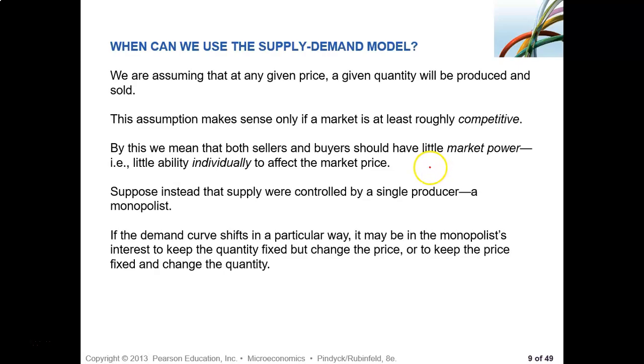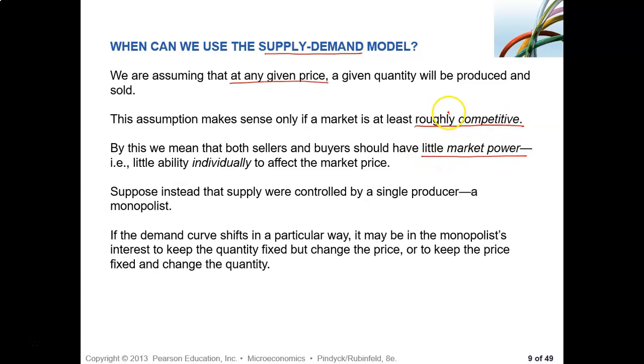So let us see what is going on. When can we use the supply demand model? We are assuming that at any given price, a given quantity will be produced and sold. This assumption makes sense only if the market is at least roughly competitive. By this we mean that both sellers and buyers have little market power, right?